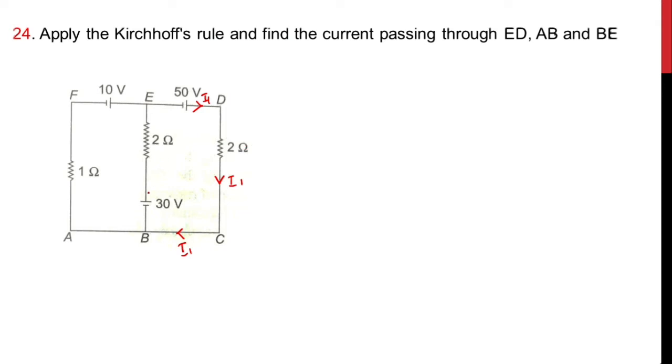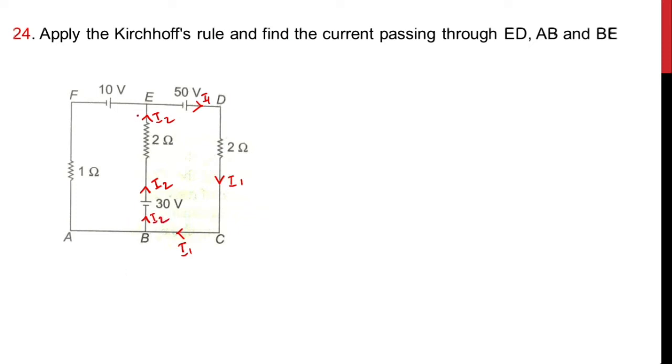Look at the second cell here, the 30-volt cell. This also provides a current. We don't know what the current is, so we are just taking it as I2. So if this is I2, definitely through the 2 ohm is also I2 current. And of course, if it is starting from I2, definitely its ending is also I2, right?